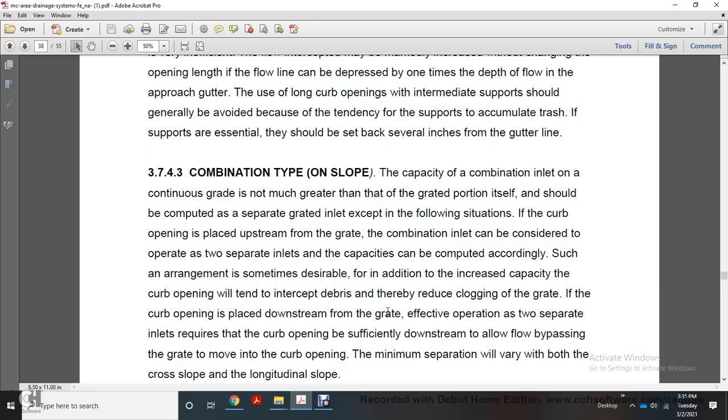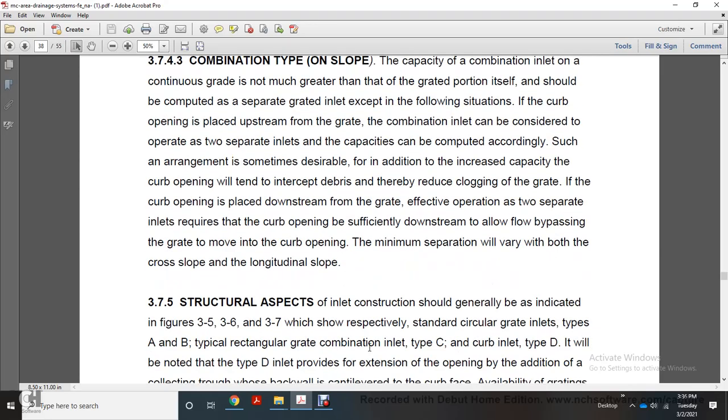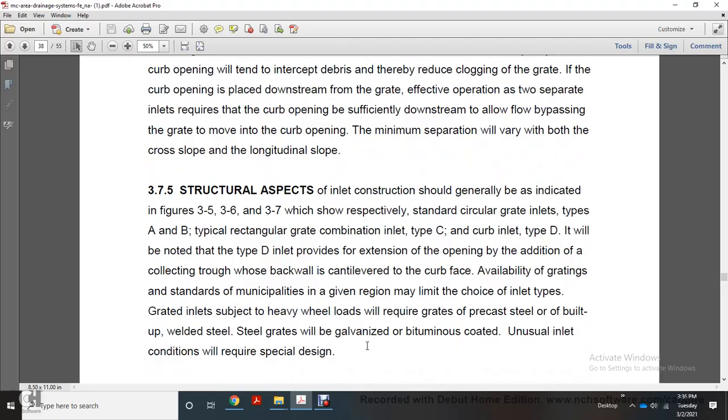If the curb opening is placed downstream of the grate, effective operation requires two separate inlets, with the curb opening downstream to allow flow bypassing the grate to be intercepted by the curb opening. The minimum separation will vary with both the curb slope and the longitudinal slope.